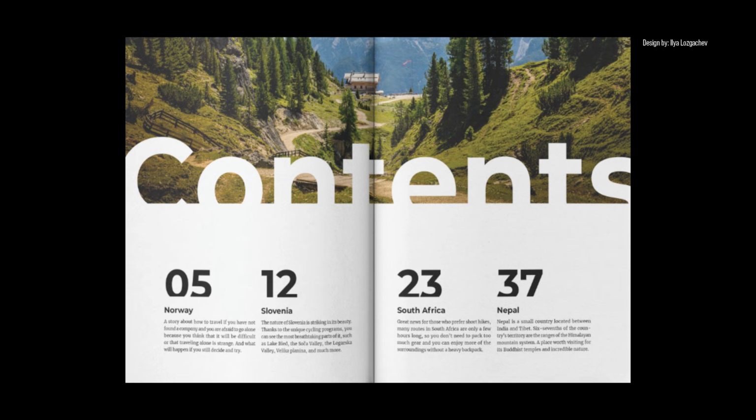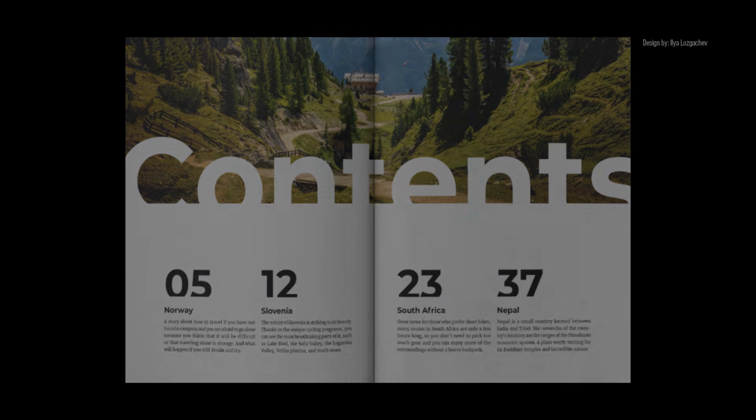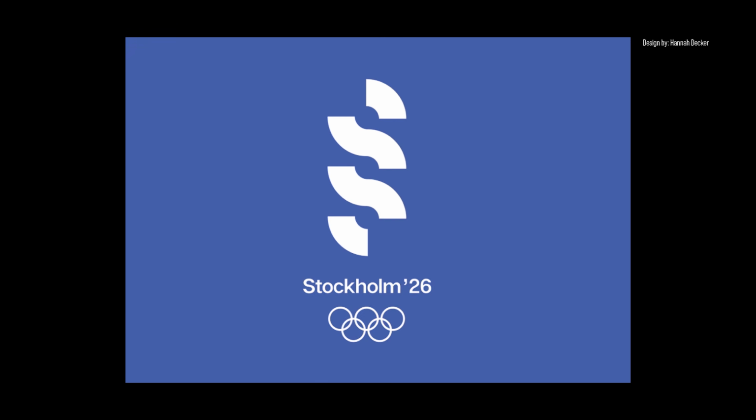Here's a magazine layout that uses a really nice amount of white space around the writing, with contents continuing the white space into the picture above. Here's a logo design for the Olympics, which uses white space very interestingly, with the S's from the Stockholm also forming rings as if they were Olympic rings. Thinking with the shapes that the white space creates is just as important as the shape of the design elements themselves.